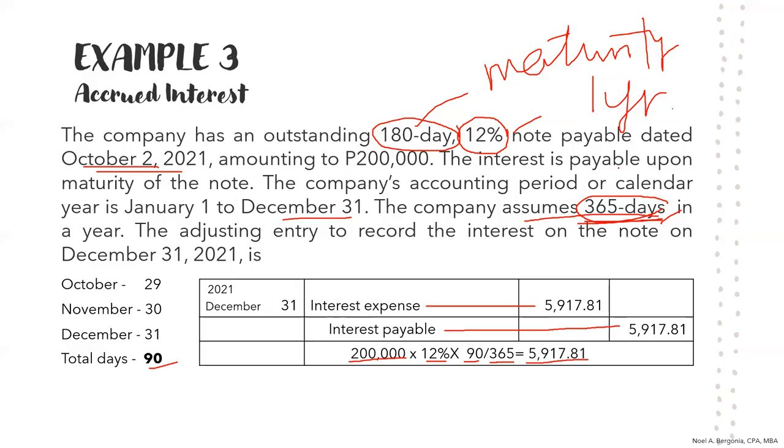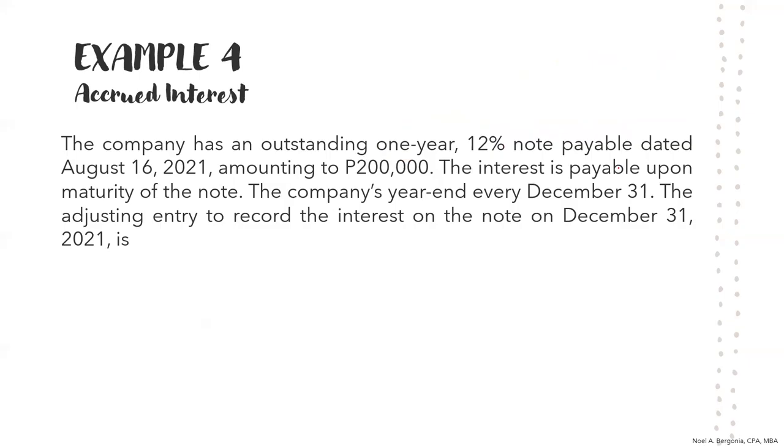Ngayon naman po, hindi siya naka-daily. Let's have it monthly or good for 1 year. So the company has an outstanding 1 year, 12% note payable dated August 16. So half month, kasi August 16. Then amounting to 200,000. The interest is payable again until the maturity of the note. Ito lang naman class, we are accruing because we are to pay it na matagal pa. Kung sinabi sa problem na babayaran agad yung interest, then we can compute it pero hindi siya papasok as adjusting entry since pag binayaran, automatically credit to cash yun.